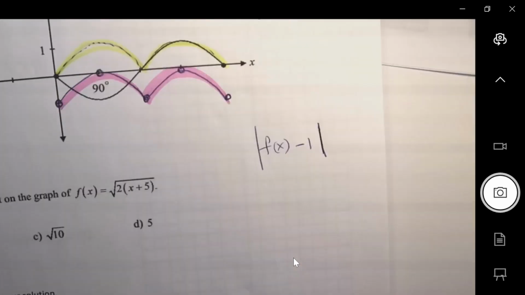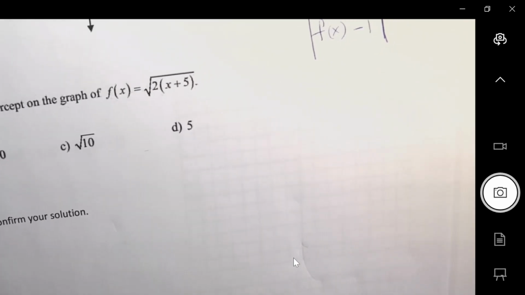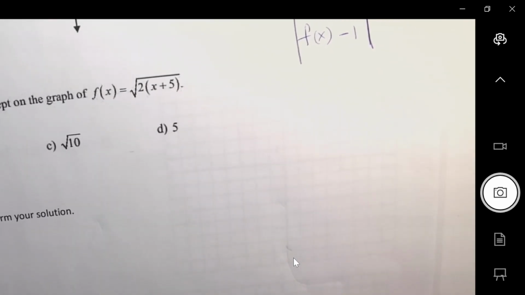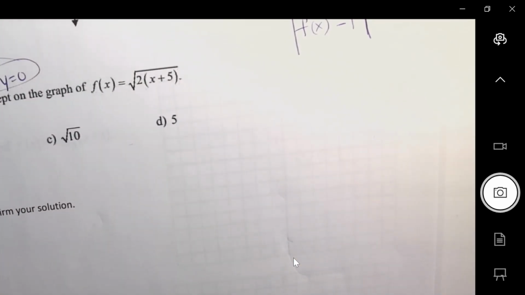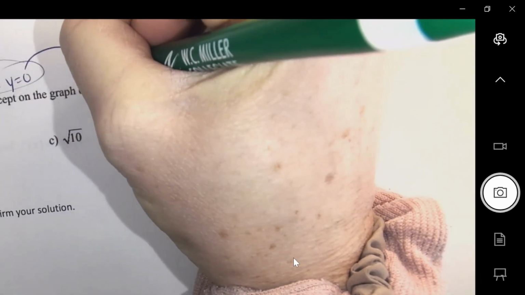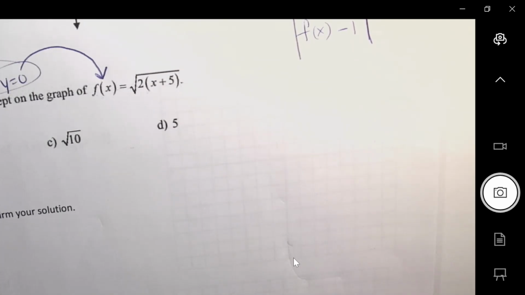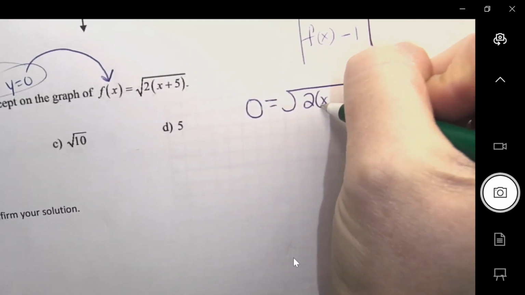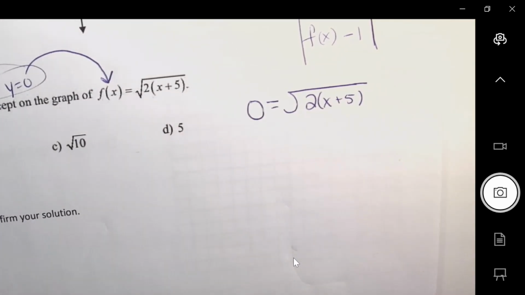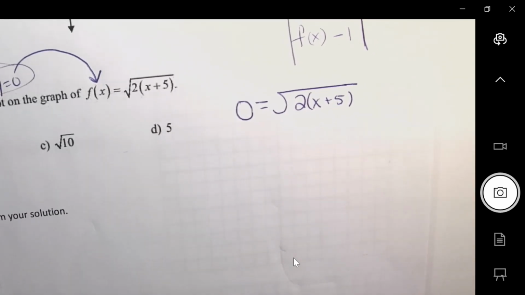Okay, identify the x-intercept of this graph. So an x-intercept would be where y equals 0, right? So I'm going to put a 0 into that position. So 0 equals the square root of... Okay, so I'm going to do some algebra here. I'm going to square.